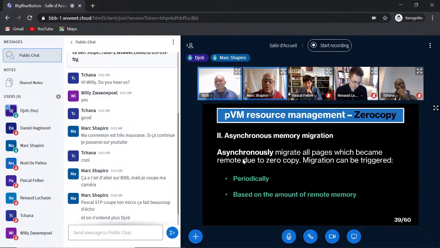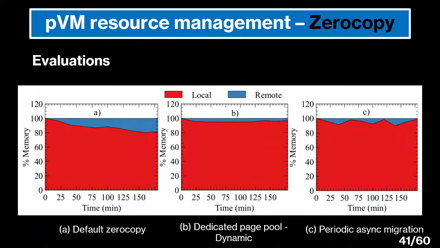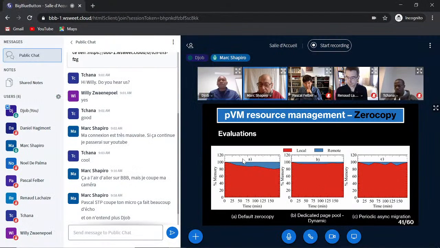Okay. Can you go down to the performance slide? This one. So asynchronous migration, the dedicated page pool looks nice and it's quite flat, which is a good thing. Whereas with the migration, you see lots of variation. Is there an explanation for that? Yeah, because this is periodic. After a certain period, we are going to force the migration. Okay, makes sense.